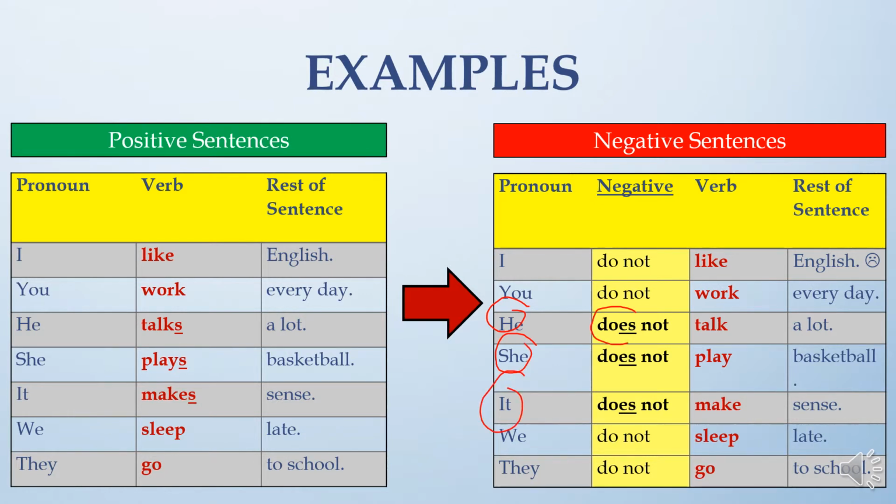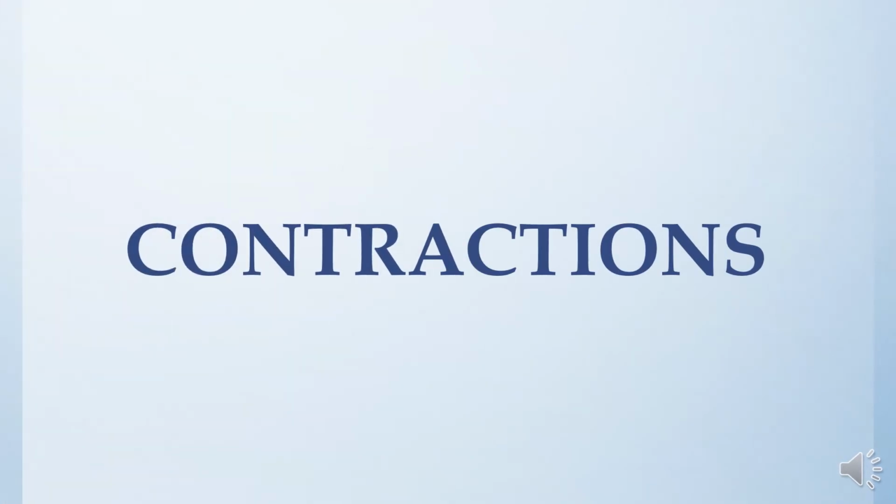So right here for the pronouns he, she, and it, remember we're using the auxiliary verb does. All the other pronouns use the word do, but he, she, and it use the word does. Which of course brings me to my next point about contractions.